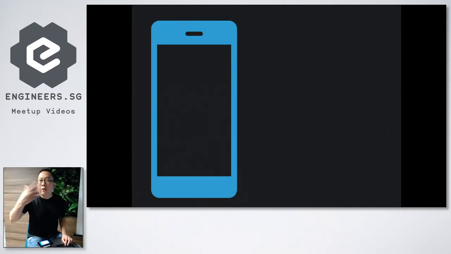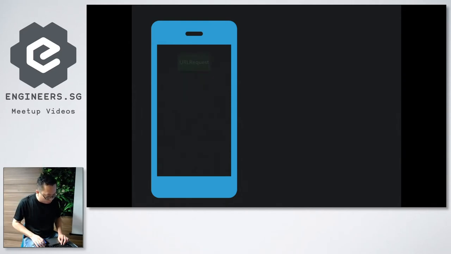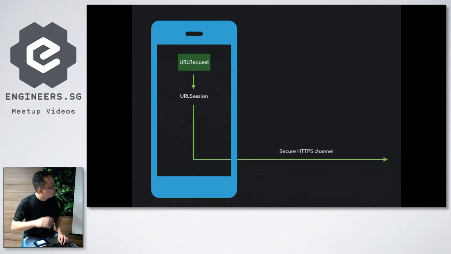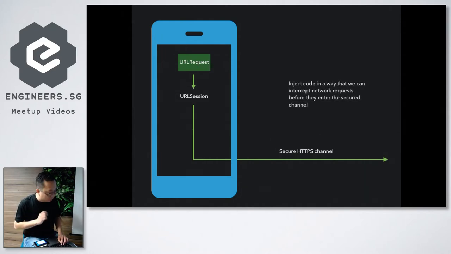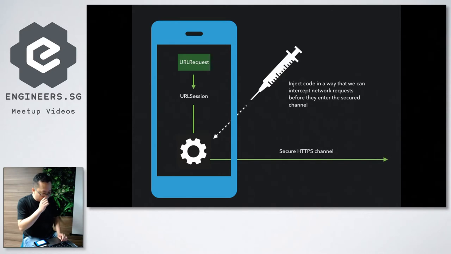So now when we develop iOS apps, we know that we need to create a URL request. And then we will need to make use of the URL session, and then we send the request through into the HTTPS secure channel. So here's my idea. How about injecting code into the app in a way that we can intercept the network request before they enter the secure channel? So the gear over here represents the dynamic framework that we will be coding out and creating, and then we'll be inserting it into our app.